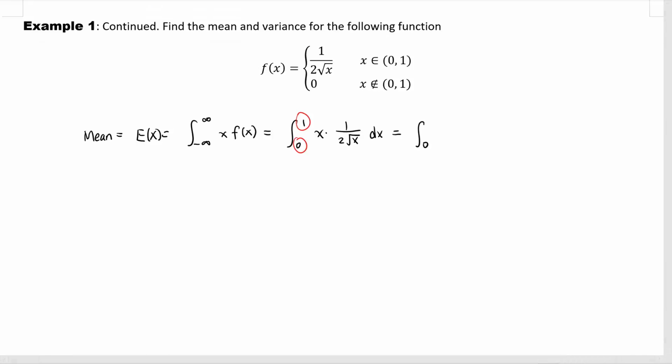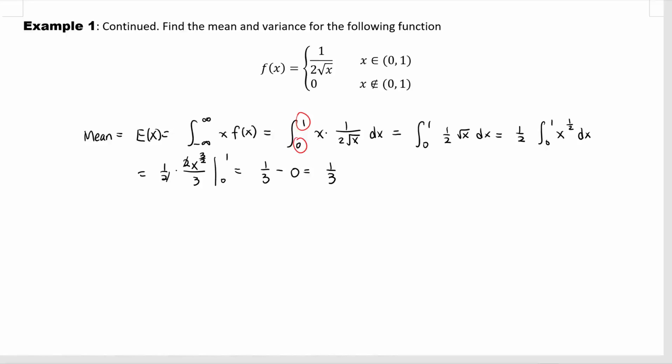All right, so let's continue. x over square root of x is square root of x, so we can pull out the 1/2. This is x to the 1/2. How do we integrate that? Well, you add 1 to the exponent, divided by 3/2, evaluate from 0 to 1. So the 2s cancel. Plug in 1, we get 1/3. Plug in 0, we get 0. So the answer is 1/3. So that is the mean.